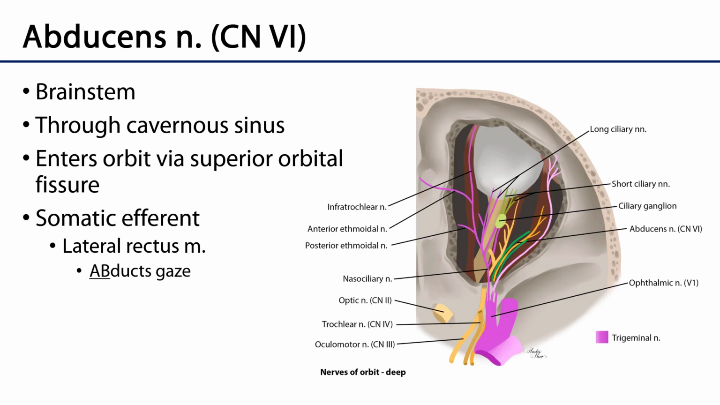The lateral rectus muscle has a very simple function, and that is to abduct gaze. And so the abducens nerve, when it stimulates the lateral rectus muscle, abducts gaze. So that's a helpful way of keeping track.